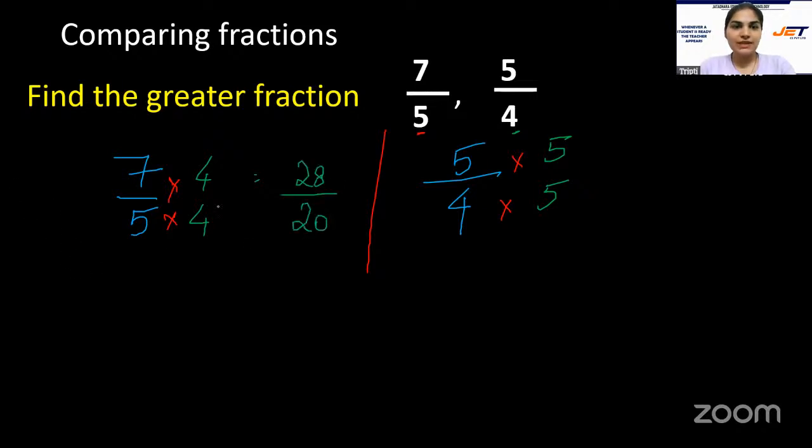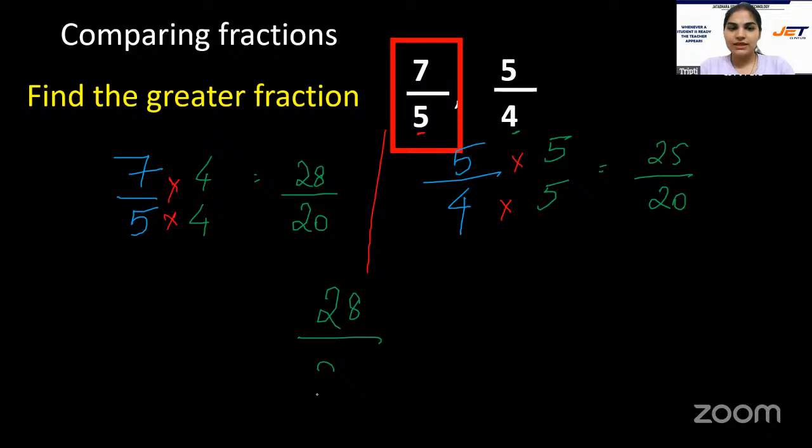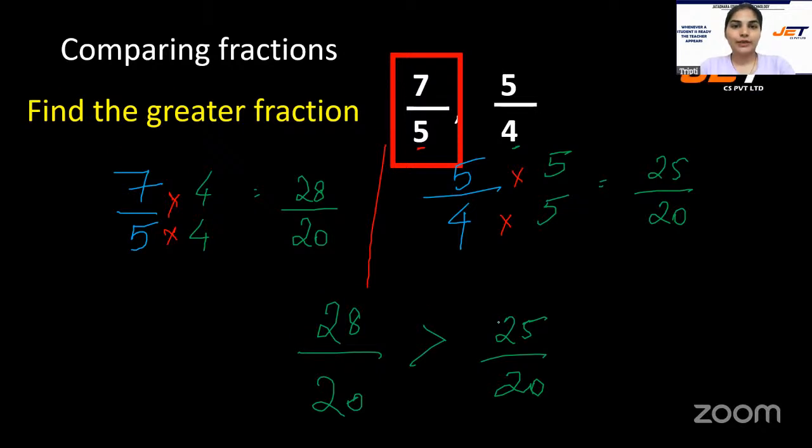28 by 20 and 25 by 20. So which is greater? 7 by 5 is greater. 28 by 20 is, of course, greater than 25 by 20. That's how you have to do it. Now from the next question, you have to do it by yourself. Okay? Let's see how to do it.